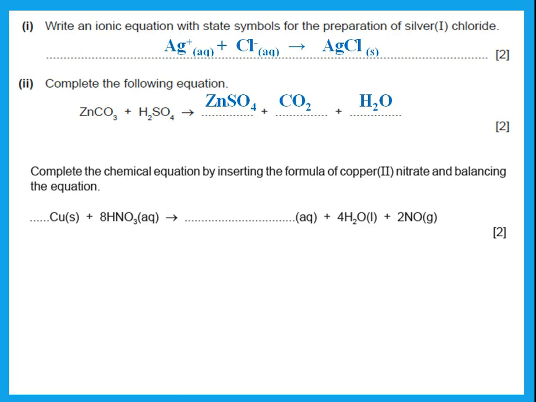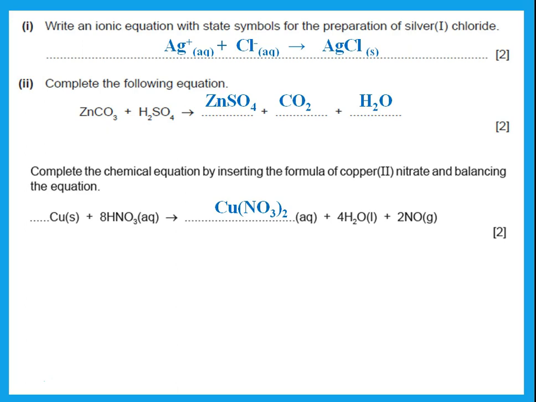Okay? Complete the chemical equation by inserting the formula of copper(II) nitrate. How do I write copper(II) nitrate? Copper nitrate. The copper has a valency of 2, so I put 2 under the nitrate. And then I balance. So obviously I have 1 copper before the arrow, 1 copper after the arrow. Now I have what? I have 8 nitrogens before the arrow. Can you see that I have 8 nitrogens before the arrow? Now after the arrow I have how many nitrogens? I have 2 at the end of the equation where he says 2NO.